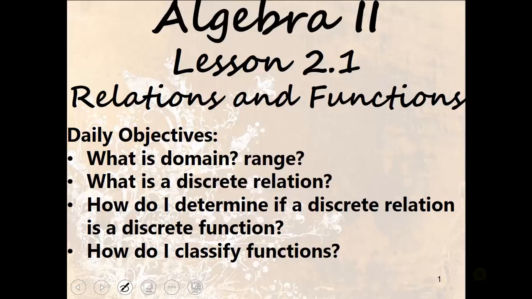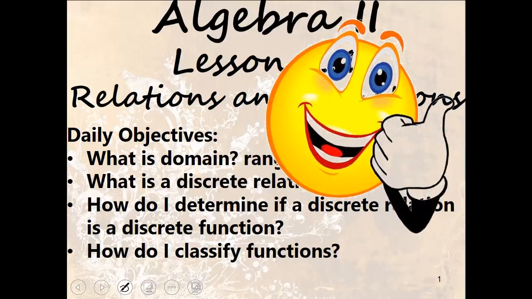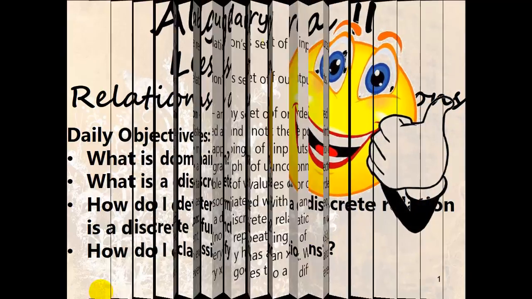Then, what is a discrete relation? How do I determine if a discrete relation is a function? And then if it is a function, how do I classify it? So there's lots of terms that we're going to be talking about in the very beginning. So you may want to go back and listen to this first part one more time. But I am really convinced that you guys can do this. So let's get underway here.